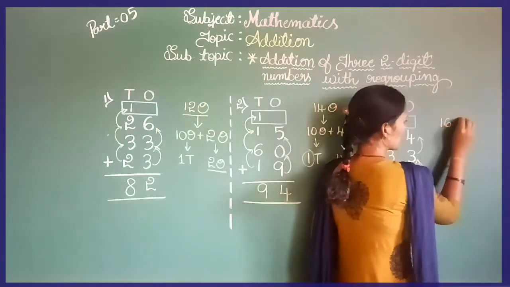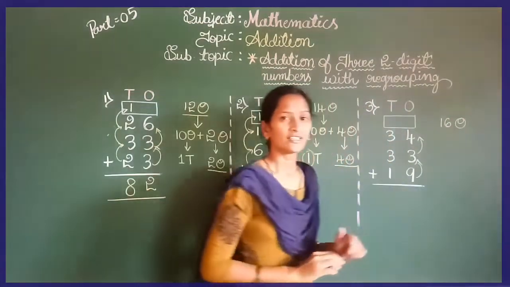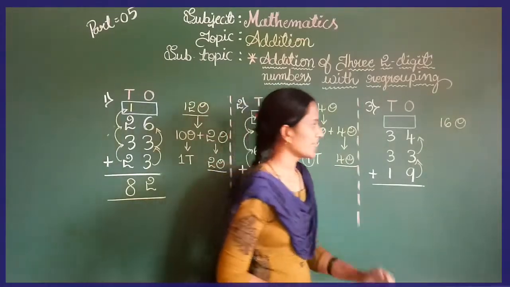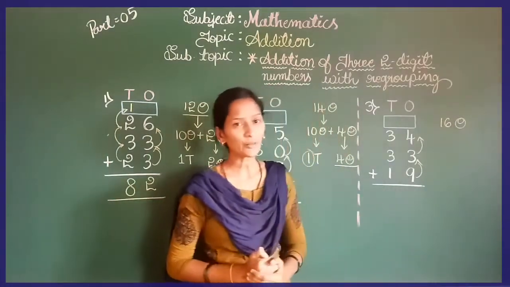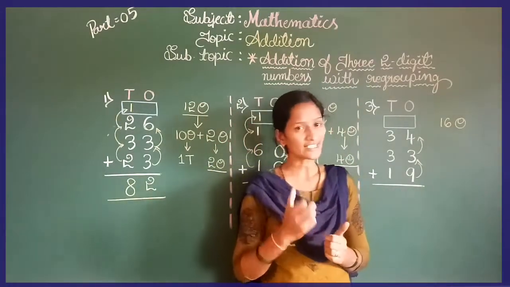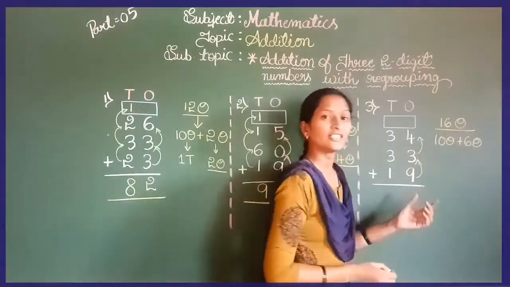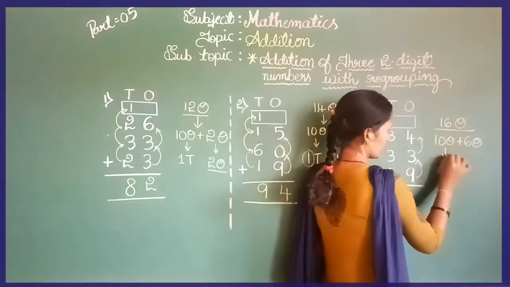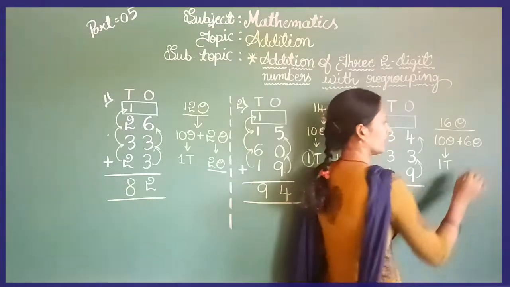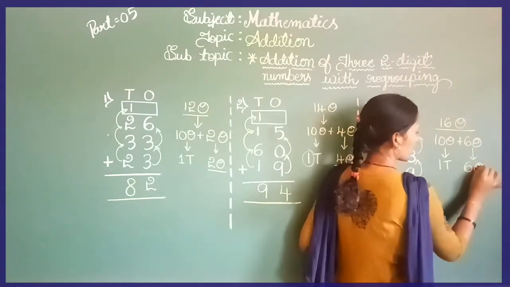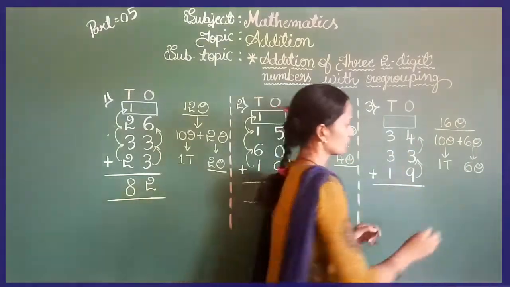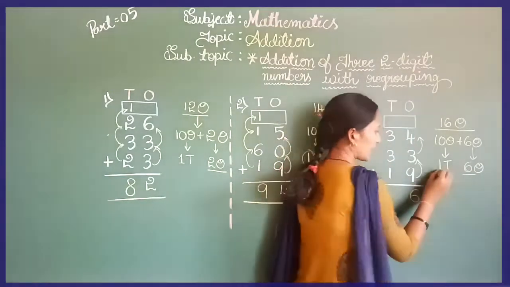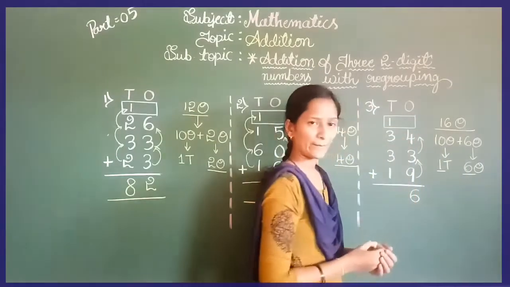It is 16 ones. Right? 16 is a 2-digit number. So, you should regroup it. Yes, this 16 ones, I am regrouping as 10 ones and 6 ones. Already you knew that 10 ones is nothing but 1 ten, right? So, I am writing 1 ten here. I am writing these 6 ones as it is. Okay? So, now you write the 6 in the ones column and carry this 1 to the tens column.